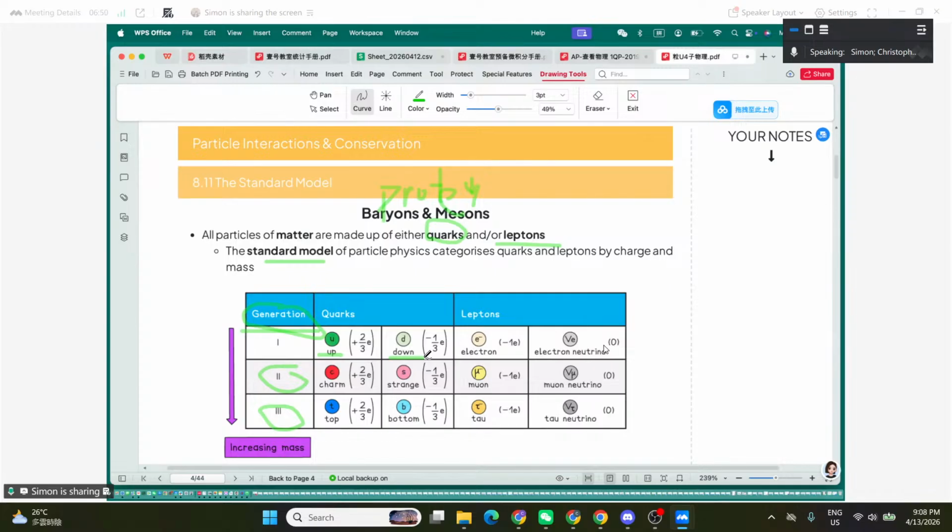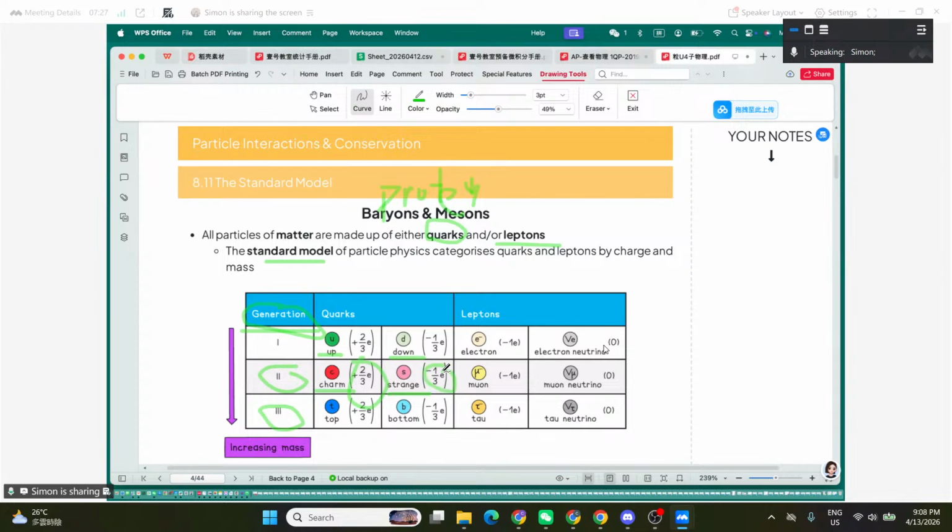This represents the charge of 1 over 3 for the quark. In generation 2, we have different names for the up quark and the down quark. In generation 2, the up-type quark is the charm quark. The charm quark represents the same charge as the up quark, positive 2 over 3. And the strange quark has the same charge as the down quark, negative 1 over 3.